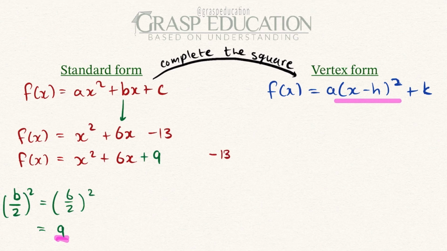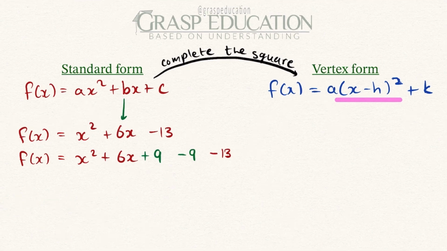Now, in order to add 9, I cannot just decide to add it to a function, but I can also add it and subtract it. By adding and subtracting, I am doing a resulting addition of 0 to the function, so I actually haven't changed what the function is. Now, why would I do that? Because if I can group these together, the first three terms, using my special number that I got, I will be able to make a perfect square bracket.